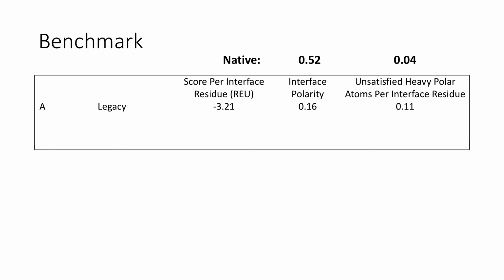So we want this number to be as close to 0 as possible, meaning every atom that's polar has a hydrogen bonding partner. And in native, that's 0.04. And we have almost triple that with the legacy protocol.